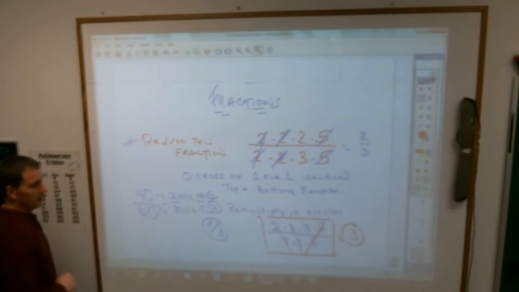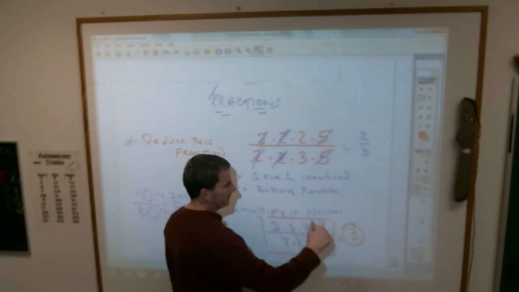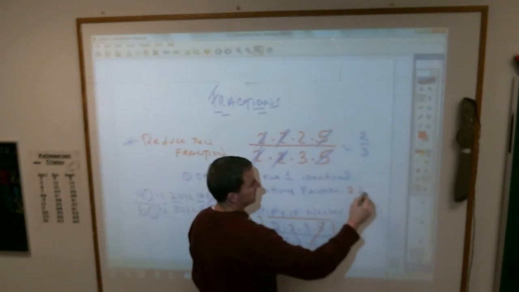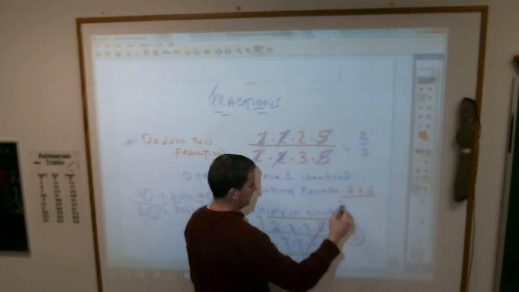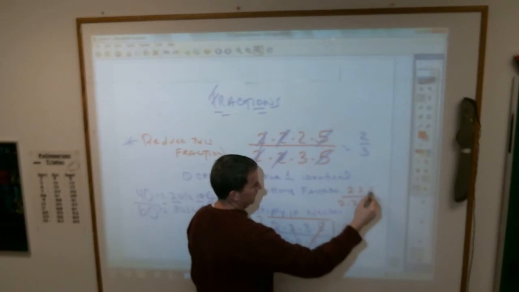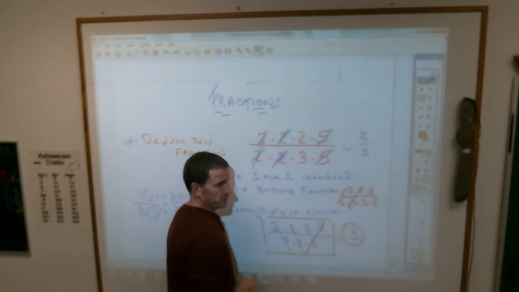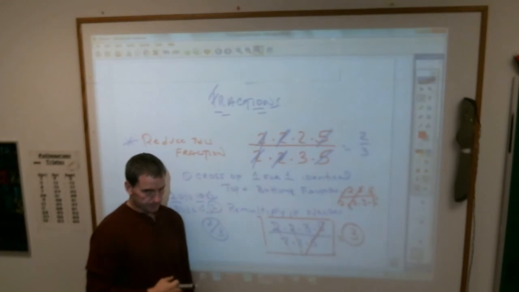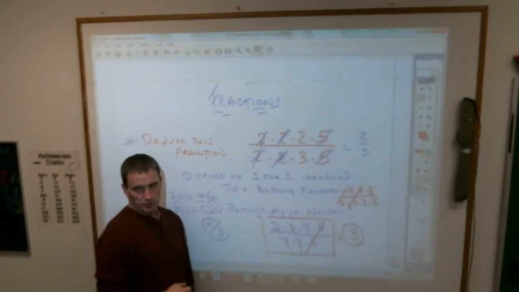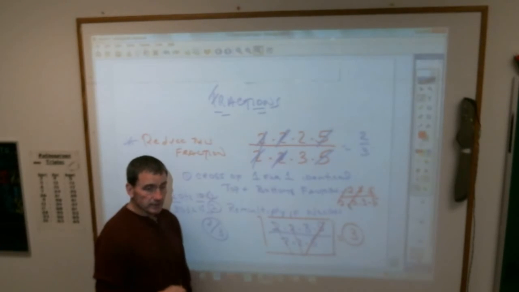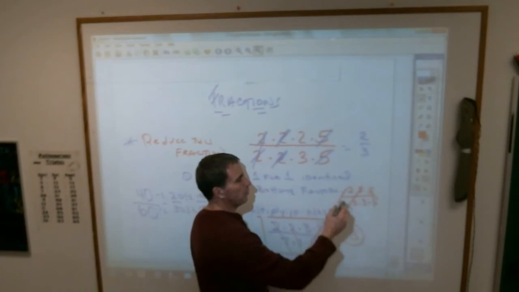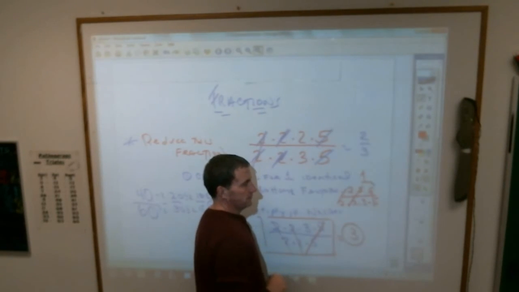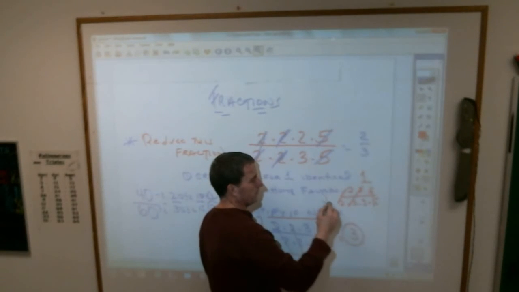It's fine. Now, one thing to remember is that if everything crosses off on the top, but there's still something on the bottom, what if this was backwards? Let me rewrite this. What if the top was this, and the bottom was this? And the 5's cross off and the 2 sets of 2's, and you're left with just a 3 on the bottom. What should your answer be? Wade Davis. 0. Nope. If everything crosses off, you put a 1 on top. The answer to this one would be 1/3.